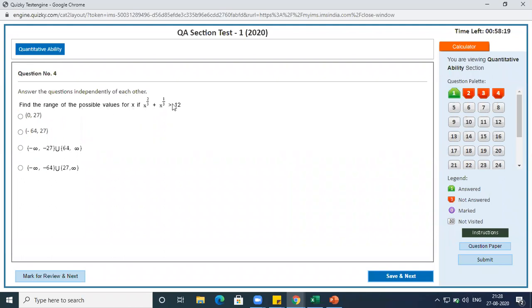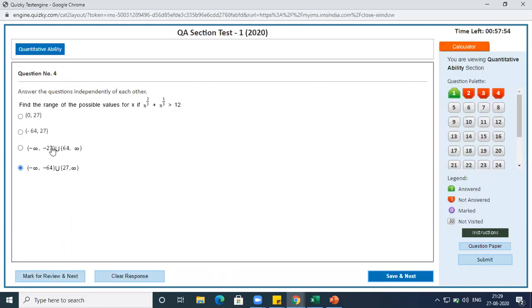How I attempt this question is that I look at the options and try to fit in values. So x to the power 2 by 3 plus x to the power 1 by 3 is greater than 12. If I put x as 27, this will be 3 squared, 9, plus 3, 12. Is that greater than 12? No. The value has to be greater than 27. This is out of range, out of range, out of range.